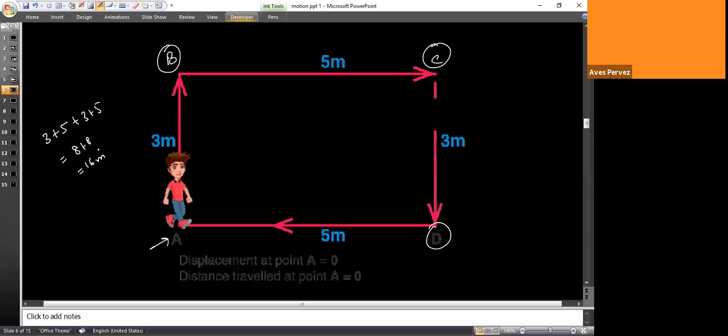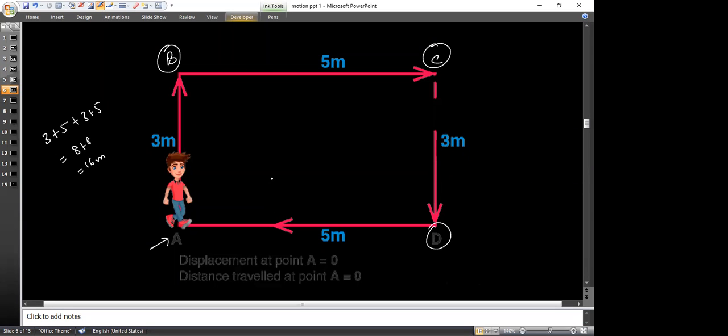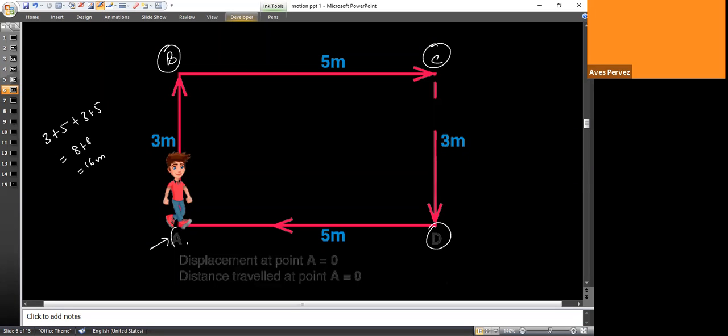Okay, very good. And what is his net displacement? 0 meter. Yeah, very good. It is 0 meter. So this is simple. Okay, so now you have understood. Let me take one more example.